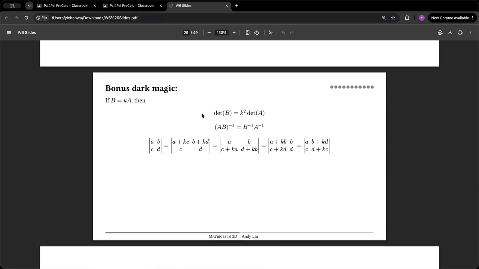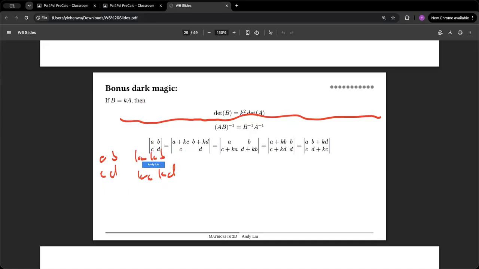And yeah, this is some bonus dark magic. Also, we should draw a line here in order to not confuse this with this. So if B is equal to K times A, then the determinant of B is equal to K times the determinant of A. This is a very simple exercise. For example, if we had A, B, C, D, and then KA, KB, KC, KD, then this is just going to be K squared AD minus K squared BC. There's K squared times.